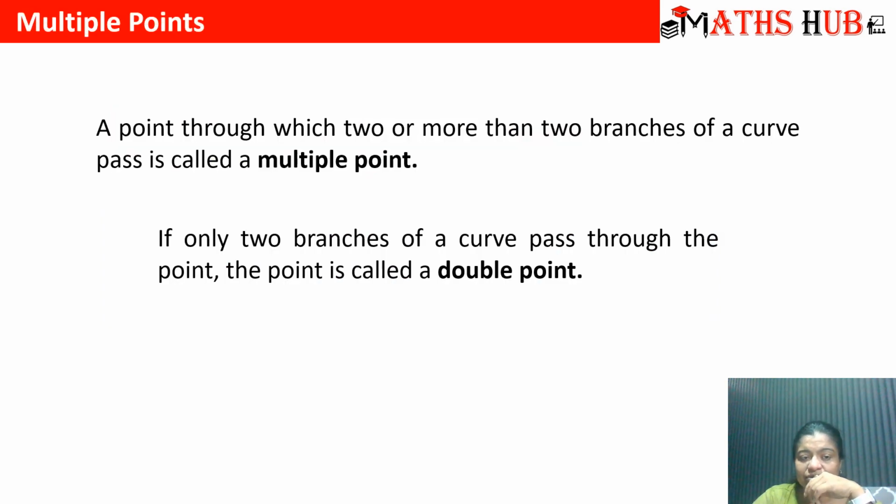Then there is also a concept of multiple points. Multiple point means a point on the curve through which two or more than two branches of a curve pass, right? So if through one single point two branches of a curve are passing, then the point is said to be a double point. Through a particular point when two or more than two branches are passing, that point is a multiple point, and if only two branches are passing, then it is called a double point.